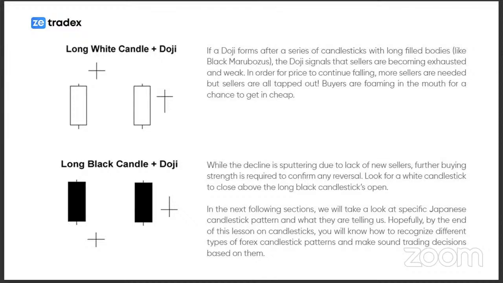And in the following session, we'll take a look at specific Japanese candlestick patterns and what they are all telling us. And hopefully by the end of this lesson on candlesticks, you will know how to recognize different types of Forex candlestick patterns and make sound trading decisions based on them. Next page, please.